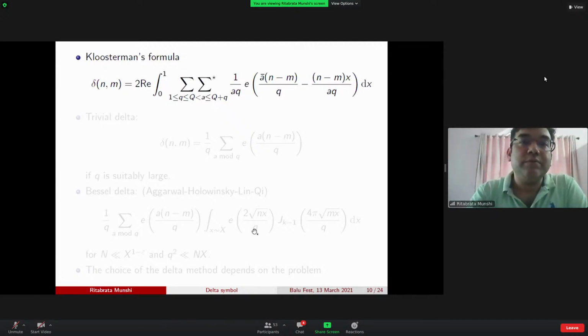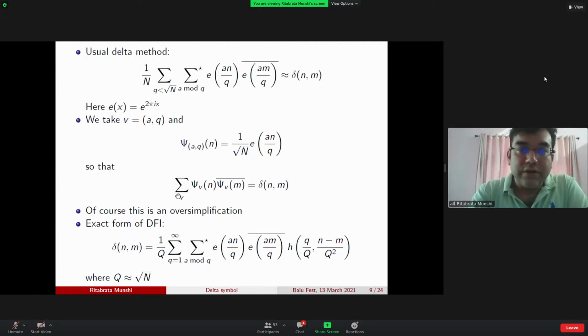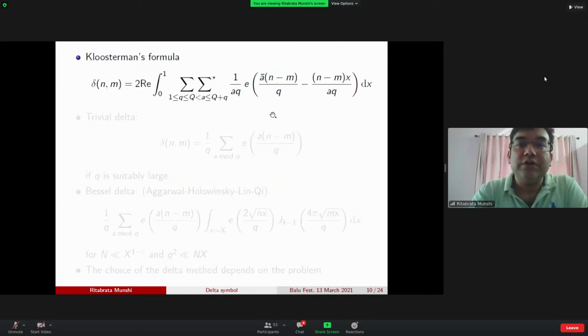This is due to Kloosterman. And here, in the h part, you'll see that there is some difference: in the earlier version a was a full sum modulo q, and a was not actually involved in h. In the Kloosterman version, the a is involved in h. So this part is the h part, the analytic part of the circle method. This is the arithmetic part. It's completely explicit.